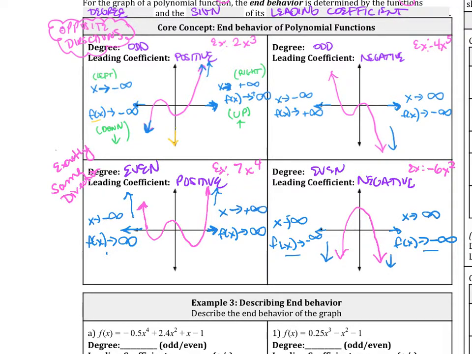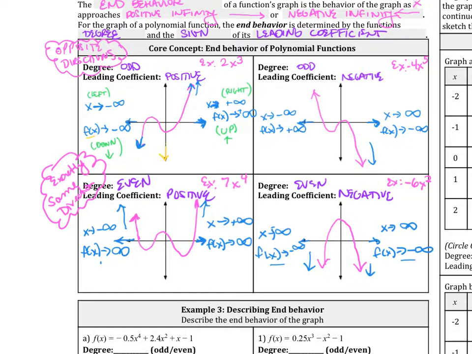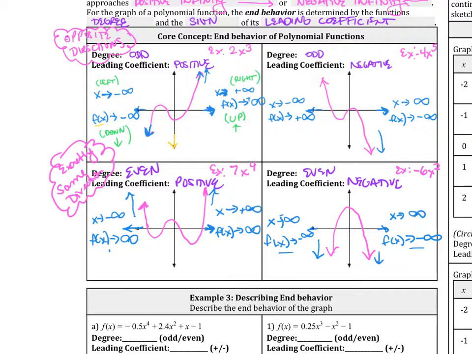So maybe if you like words to help you out with how you know which direction the ends are going: odd, it goes in opposite directions. Even, it goes in exactly the same direction. If it's positive, it's up. Even, it's down. For odd, positive is like a positive slope. That's what I think of, like y equals mx plus b. It's a positive slope. And then for negative, it's a negative slope. Okay, so it's very similar to that.